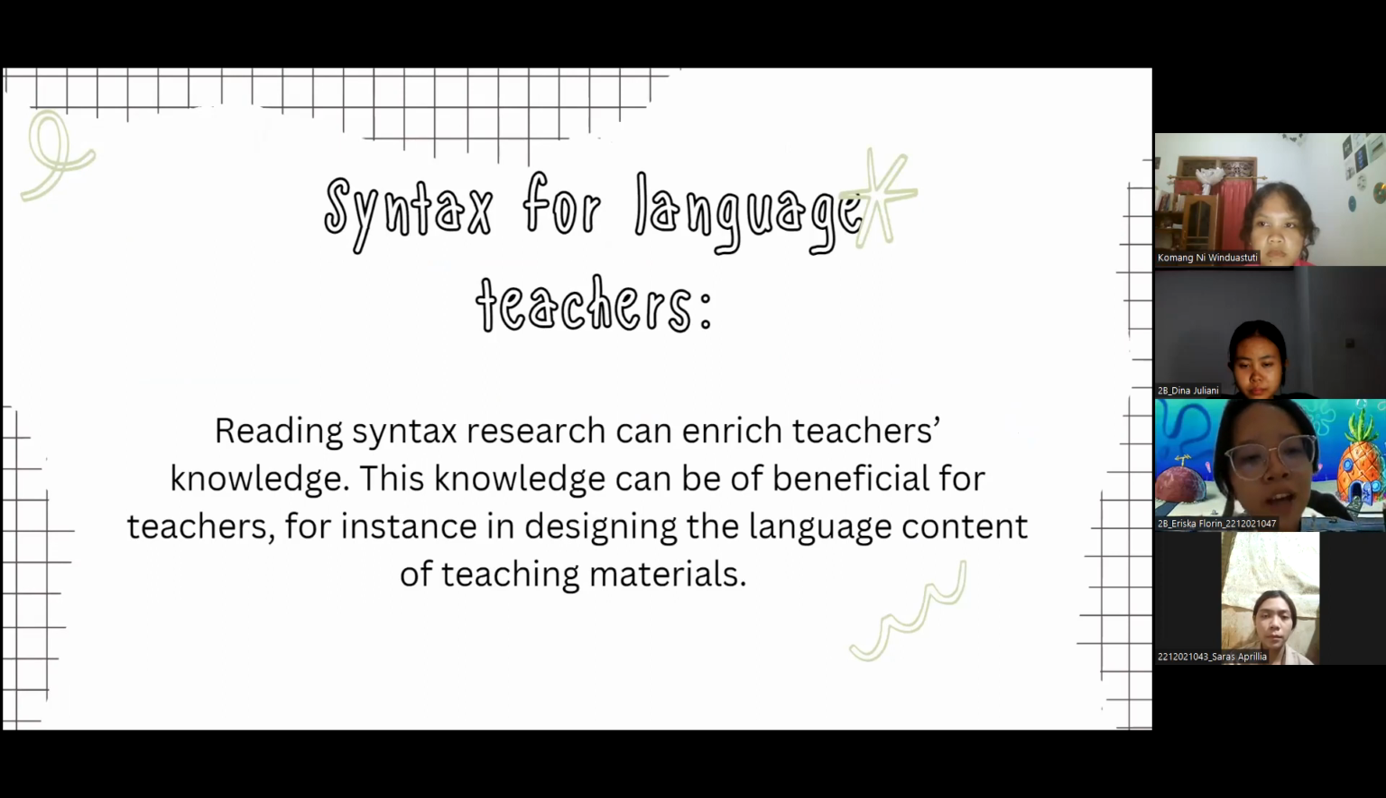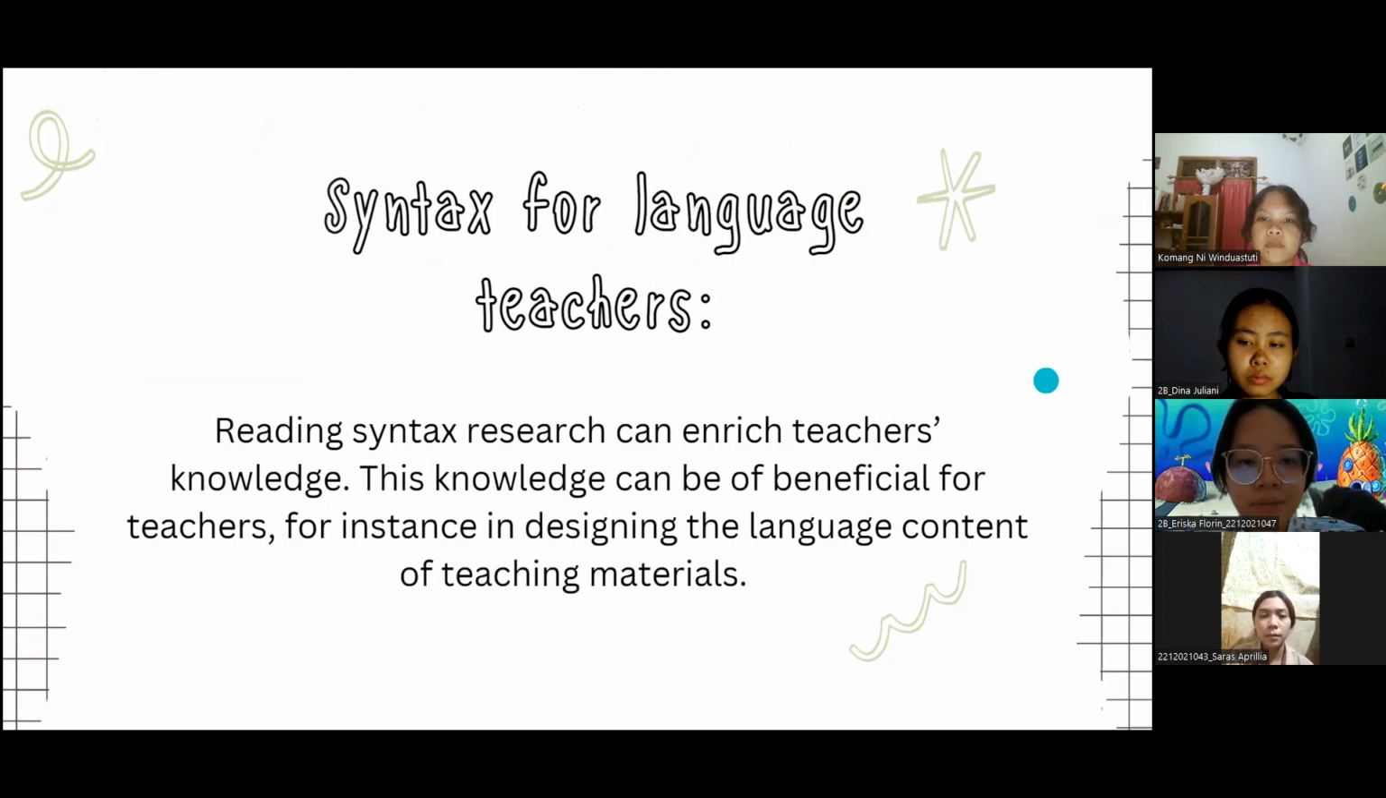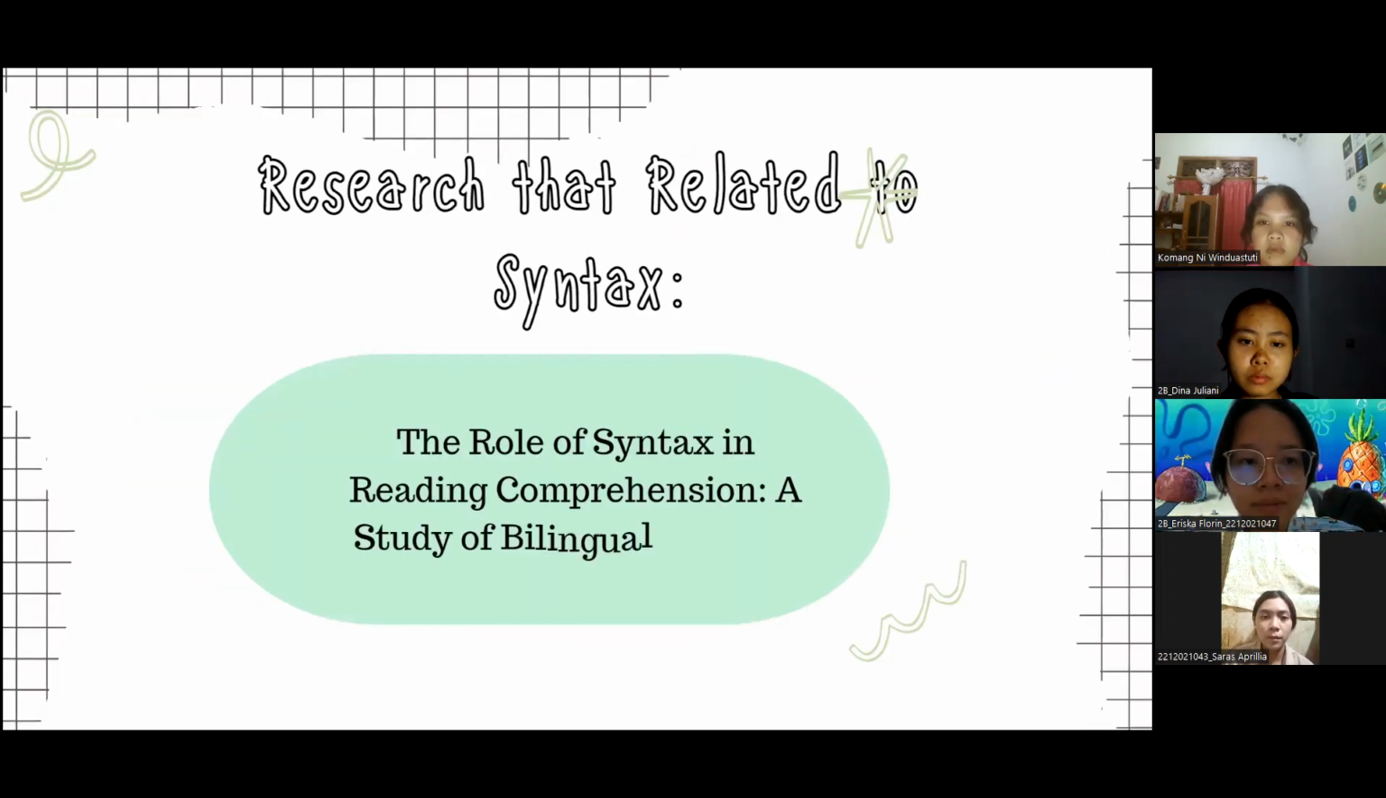And we have syntax for language teachers. What is syntax for language teachers? Reading syntax research can enrich teachers' knowledge. This knowledge can be beneficial for teachers, for instance, in designing the language content of teaching materials. There is also research related to syntax: the role of syntax in reading comprehension in a study of bilingual readers.